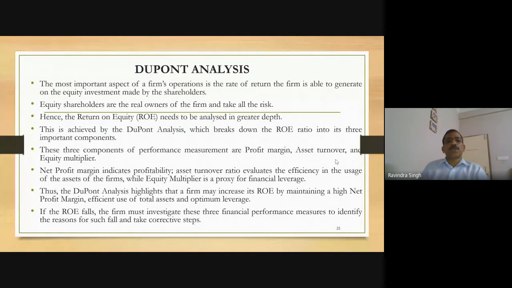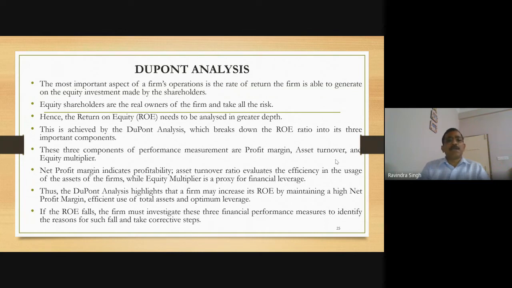The most important aspect of the firm's operation is the rate of return the firm is able to generate on the equity. What is the rate of return? That is the most important thing that everybody wants, either management or investors. Equity shareholders are the real owners of the firm and take all the risks. Hence, the return on equity (ROE) needs to be analyzed in greater depth.